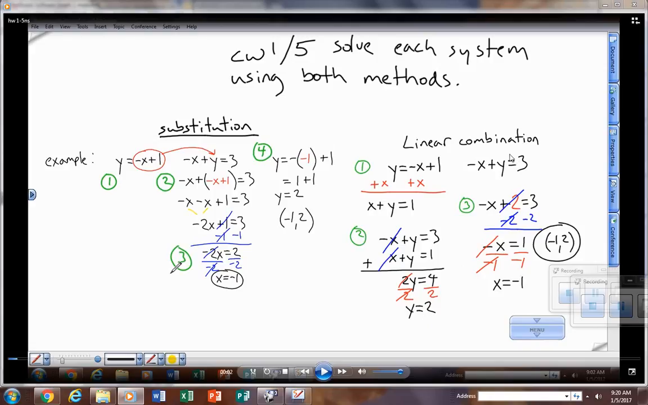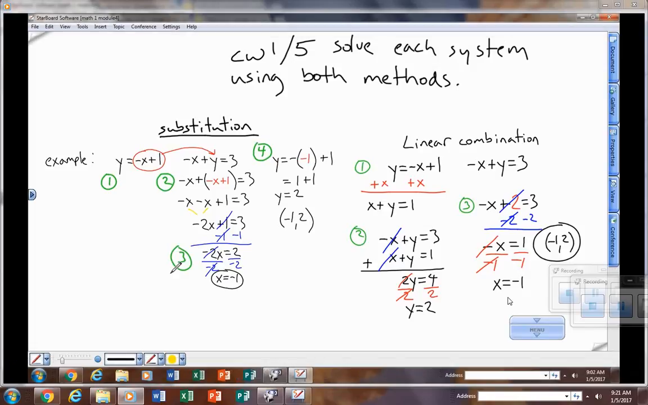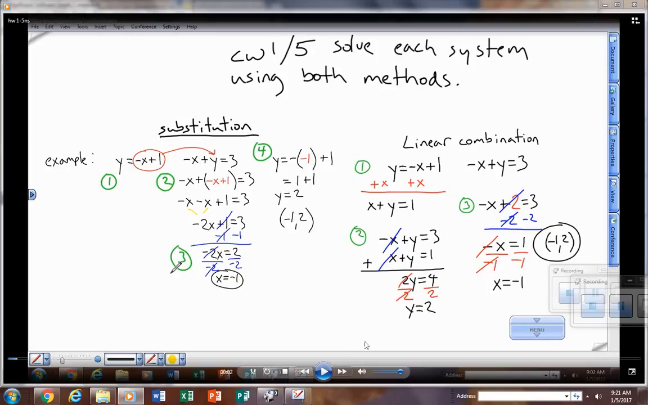Take one of the equations and plug that number in. I chose this one right here because it's a little harder, but that's okay. I plugged in 2 for y, took away 2 on both sides, and then divided both by negative 1 to get that final answer, negative 1. So the same exact answer as substitution. All right, so here we go. Next problems.